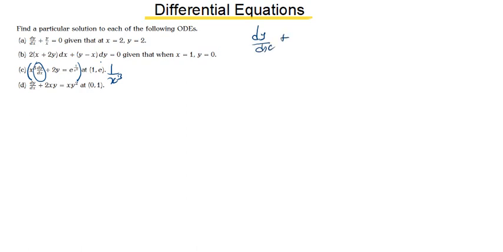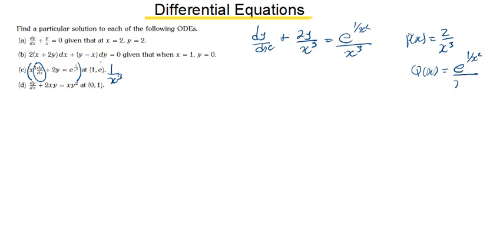Then here I'm going to have 2y divided by x to the power 3 is equal to e to the power 1 over x to the power 2 divided by x to the power 3 there. So using the integrating factor method, our p of x, the function of p with respect to x, is going to be equal to 2 over x to the power 3. Then our q of x is simply going to be e to the power 1 over x squared divided by x to the power 3.